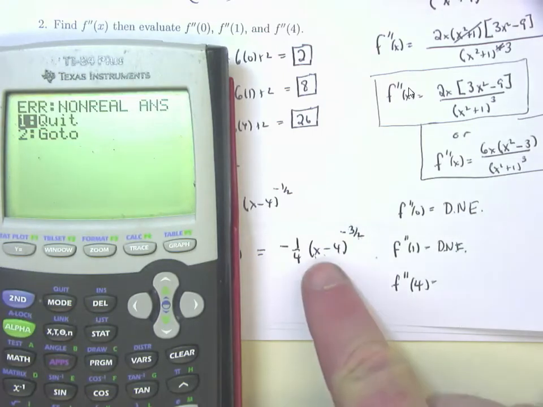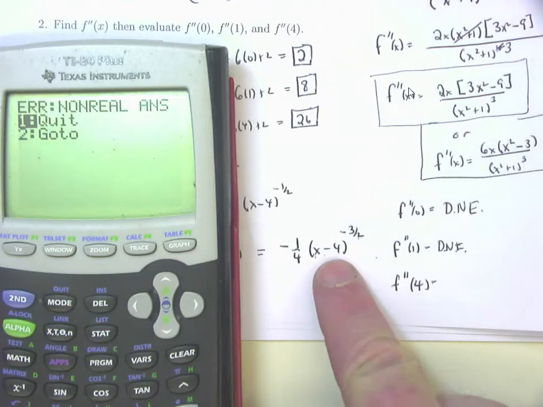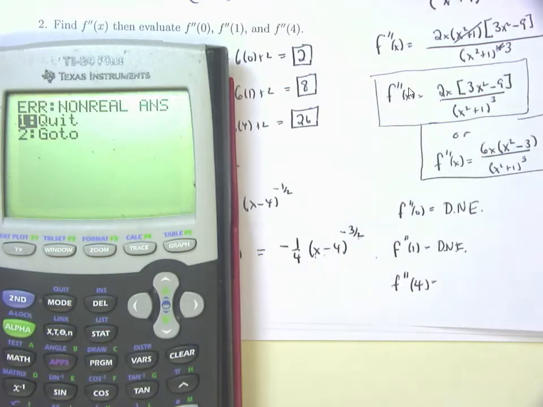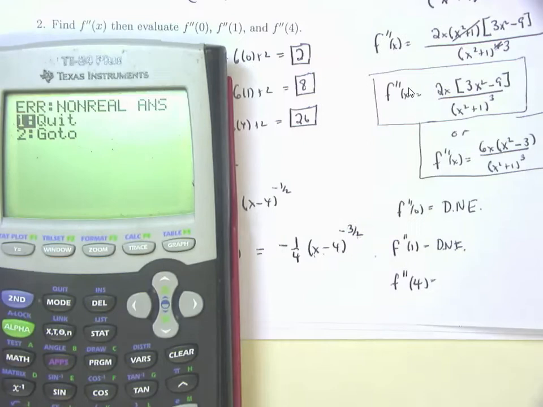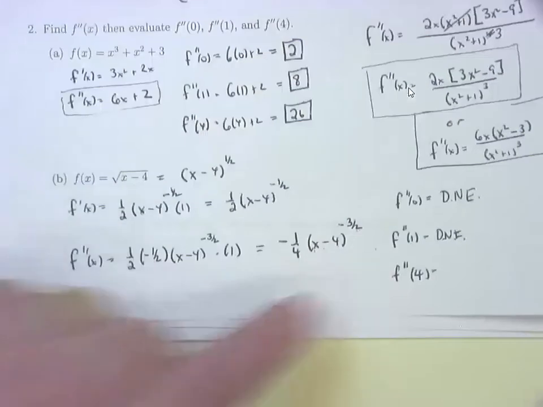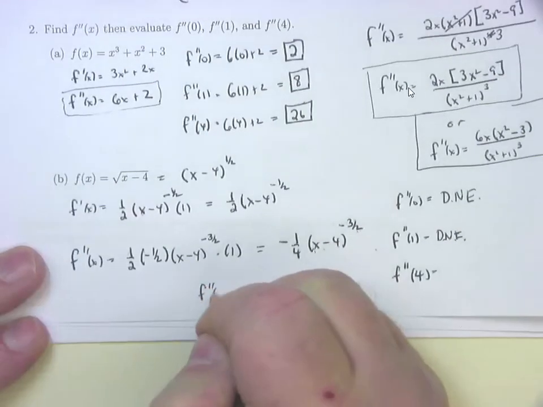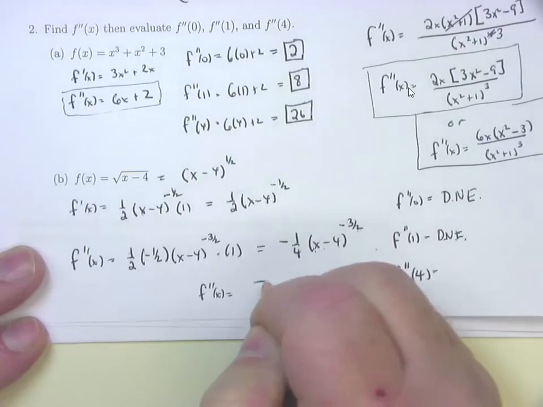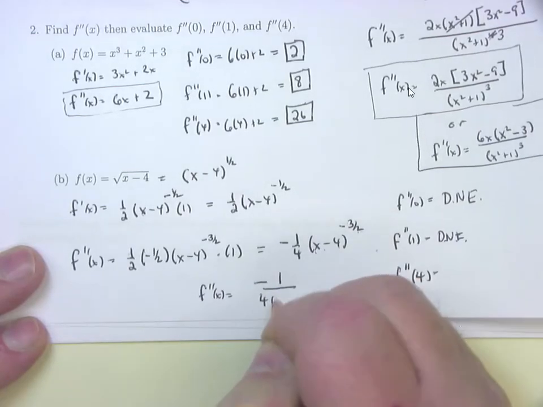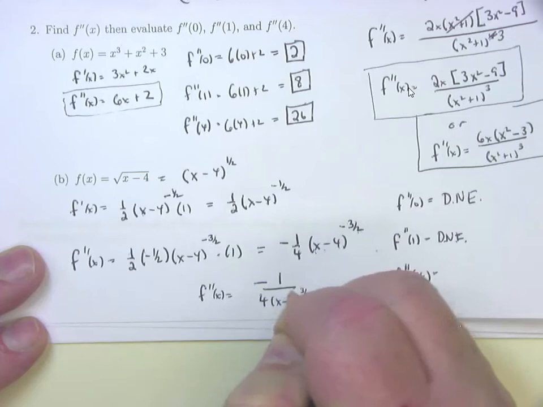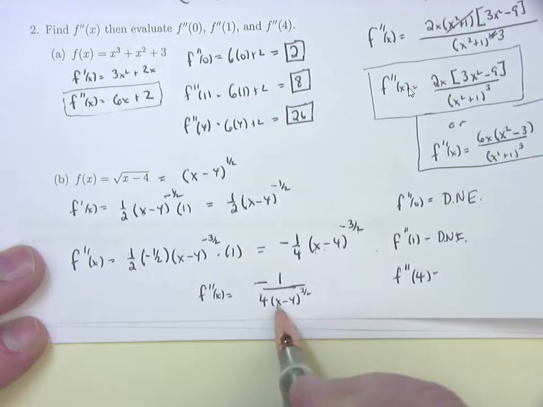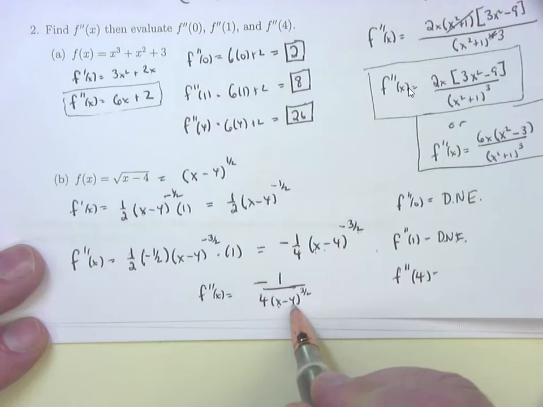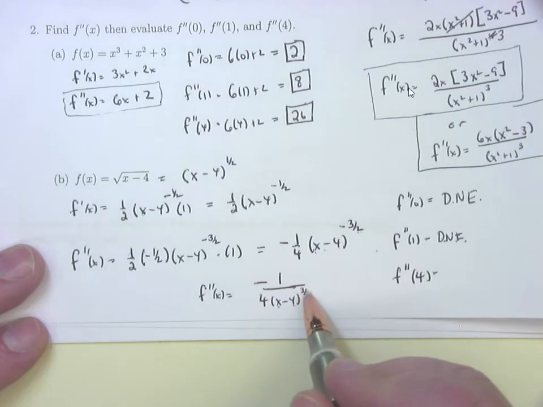Well, not really. What's 4 minus 4? 0. What's 0 to the negative 3/2 power? Well, this time I'm actually going to clean this guy up. So my second derivative, when you clean him up, is negative 1 over 4 times x minus 4 to the positive 3/2 power. When you plug in 4, I get 4 minus 4, which is 0, to the 3/2 power. 0 cubed is 0, square root of 0 is still 0, times 4 is 0.